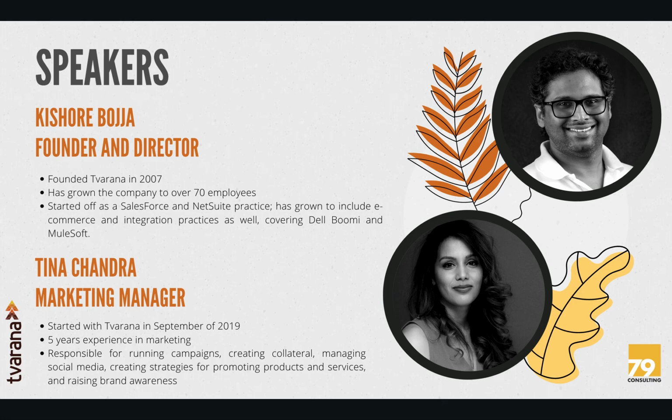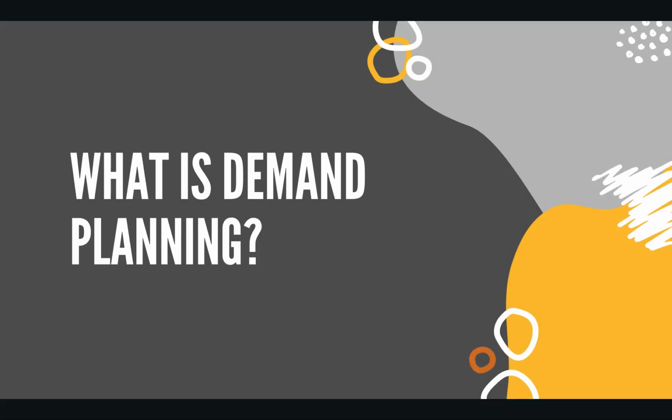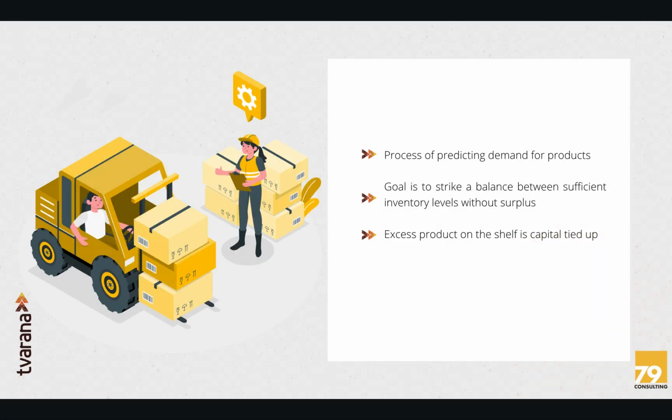Kishore, let's get started with the most basic question of this webinar. What exactly is demand planning? That's a great question. Demand planning is the supply chain management process of forecasting or predicting the demand for products to ensure they can be delivered to satisfy customers' requested expected delivery dates. The goal here is to strike a balance between having sufficient inventory levels to meet customer needs without producing a surplus. Ultimately, excess product on the shelf is capital tied up.